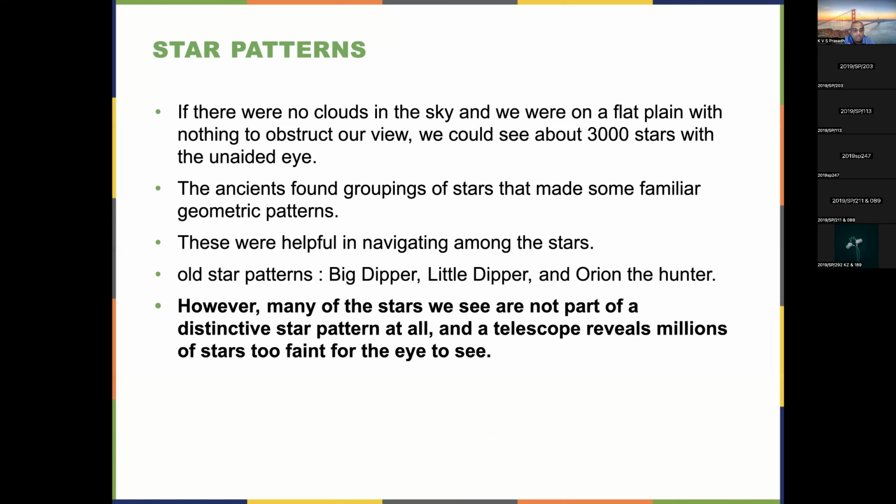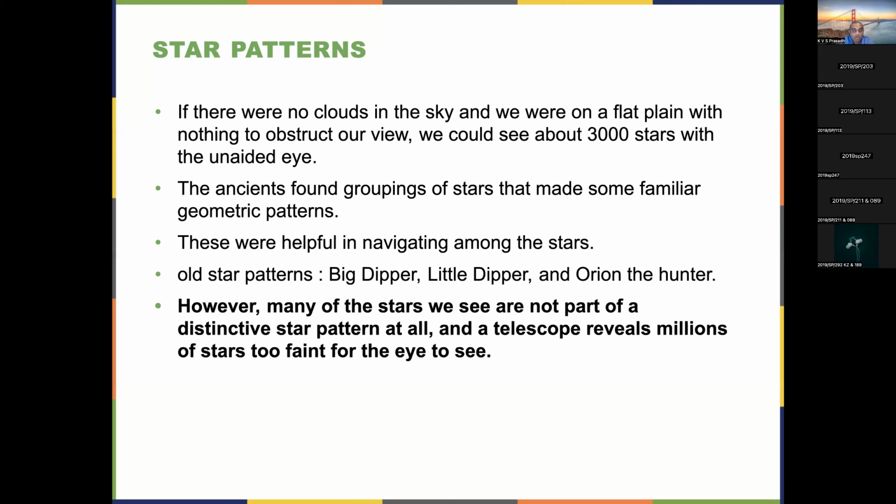Now, some of the well-known older star patterns are the Big Dipper, the Little Dipper, and Orion. So these are very famous. The other important thing that you need to remember, as I have highlighted in the last sentence here, is that many of the stars that we see are not part of these distinctive star patterns at all, and a telescope reveals millions of stars too faint for the eye to see. So this is the reality.